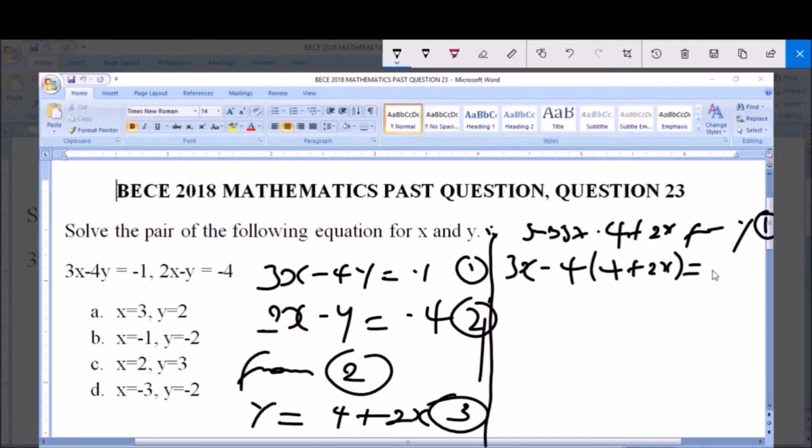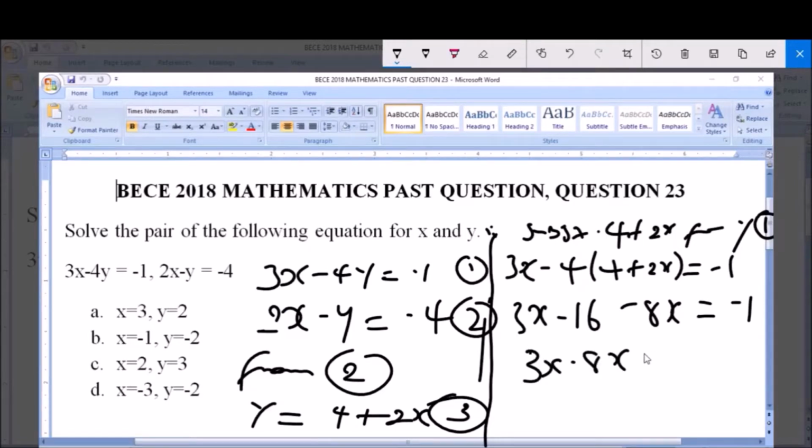So we have 3x. Now we open this bracket. By opening the bracket, we multiply the content of this bracket by this minus 4 here. So minus 4 times 4 will give us minus 16. Minus 4 times plus 2x will give us minus 8x. Remember, minus times positive will give us minus. Is equal to minus 1. So now to collect like terms, this minus 16 will come to the right hand side, changing to positive here. We have that 3x minus 8x is equal to 16 minus 1. So here we now have 3x minus 8x will give us what?